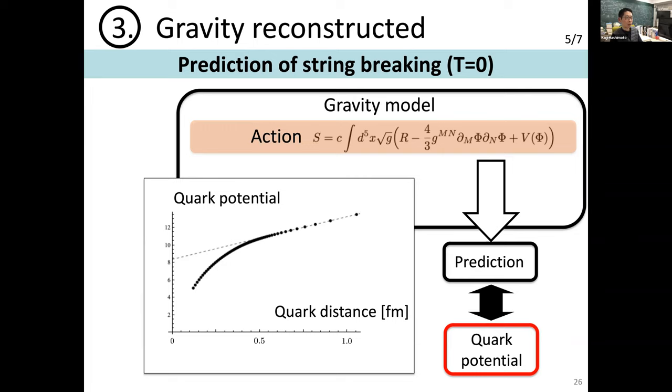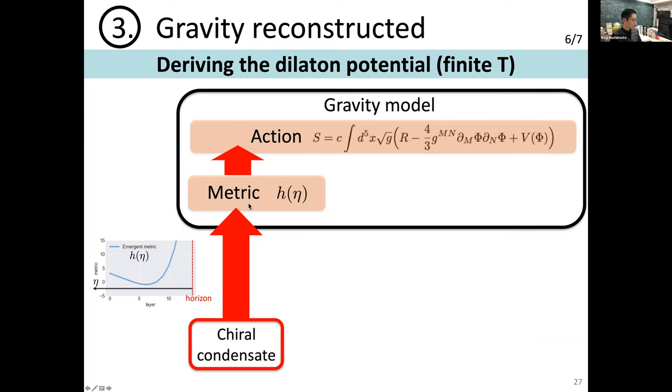So what about the chiral condensate? On the other hand, you remember that we can fix this metric out of chiral condensate data. Normally chiral condensate is not related to confinement, right? It's a difficult issue in QCD whether chiral symmetry breaking is related to confinement or not. That's a difficult question. So here I try that.